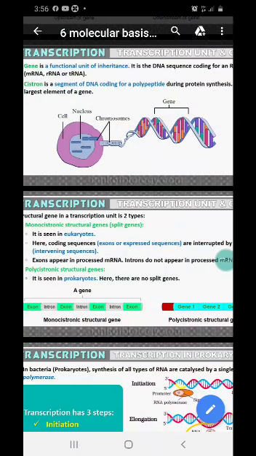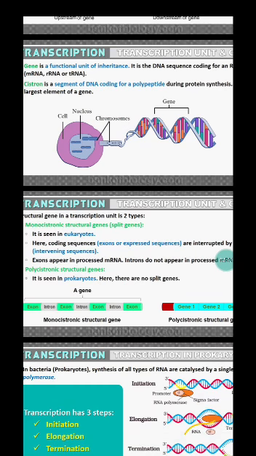Children, you know, the gene is called the functional unit of inheritance. But you should also know that it is the segment of DNA which codes for a protein, or which codes for mRNA or RNA. Isn't it? RNA codes for protein anyway, right? So what is a gene, children? It is the segment of DNA which will code for RNA or protein. The gene is also called a cistron.